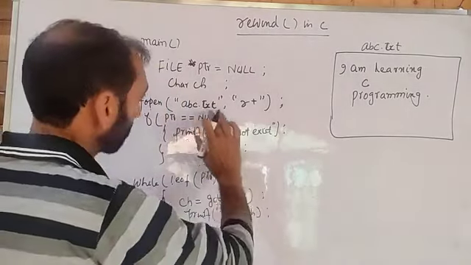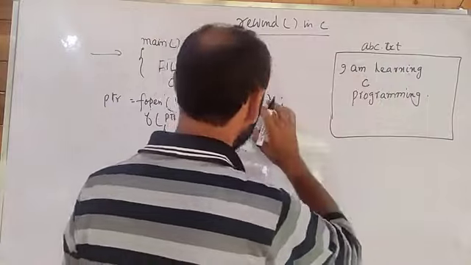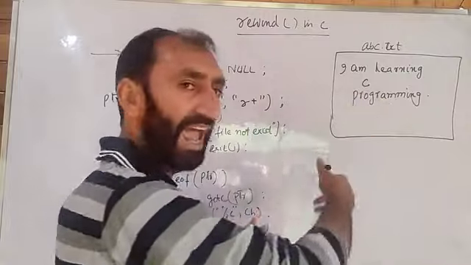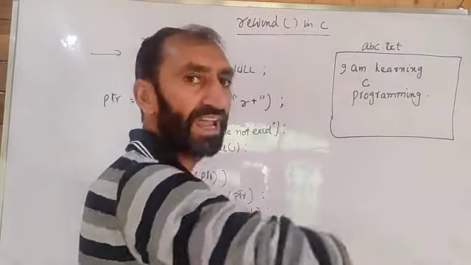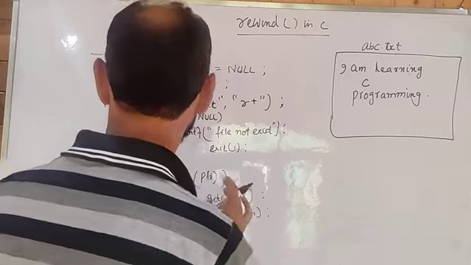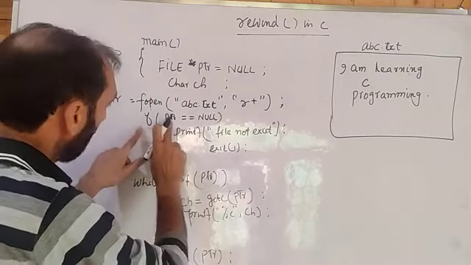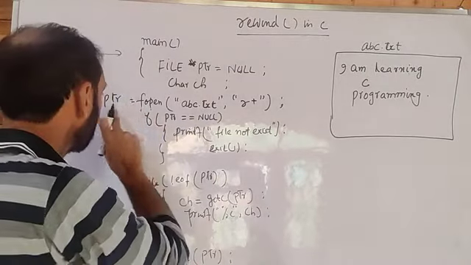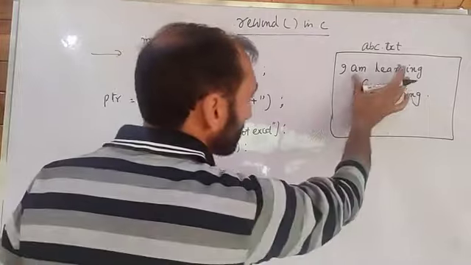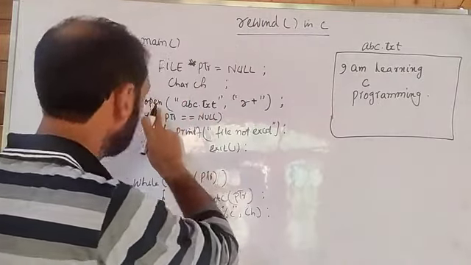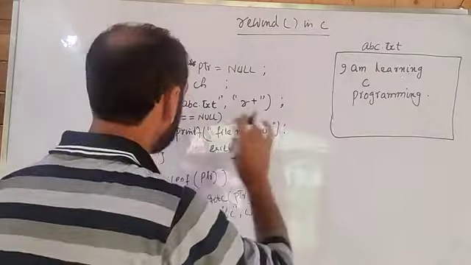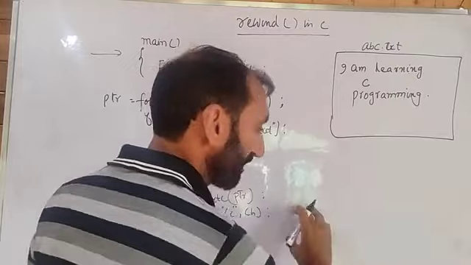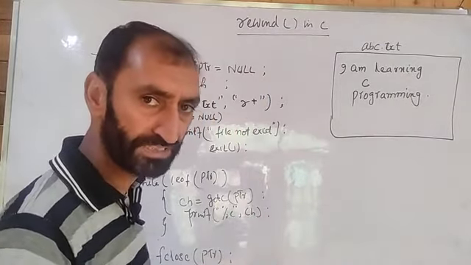So here I am going to open this file abc.txt in r+ mode. That means by using this r+ mode, we can read as well as write the contents of the file. First of all I will check if ptr equals NULL. That means, if due to some error, fopen fails to load the contents of this file into the main memory, into the RAM, because every execution takes place in the RAM.